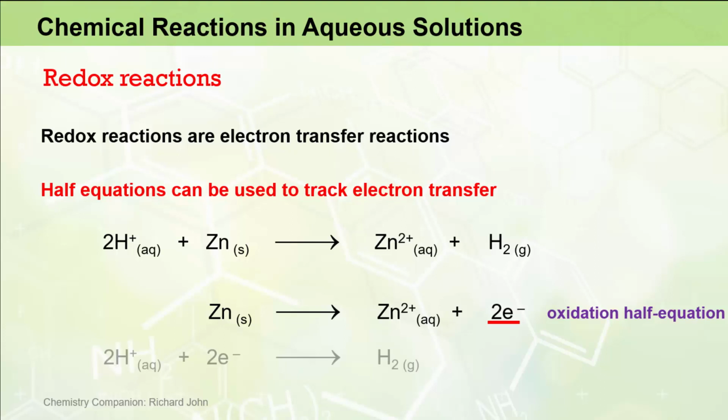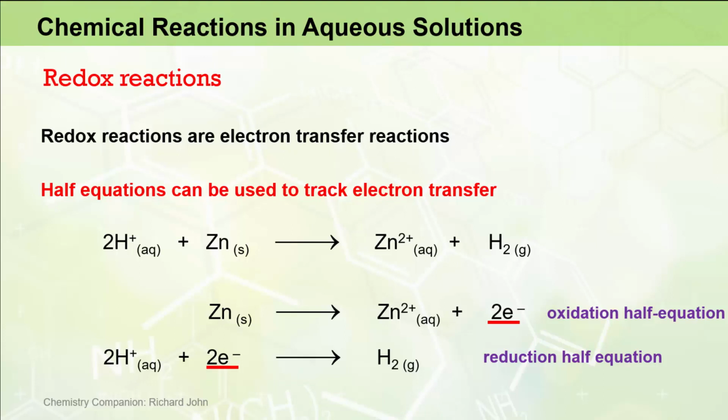If we now focus on what happened to the hydrogen atoms, we see that the two H plus ions on the left-hand side ended up in the elemental hydrogen molecule on the right-hand side. Now, the hydrogen molecule forms from two neutral hydrogen atoms, and the only way that that can occur is if both hydrogen ions gained 1 electron each, or 2 in total. This gain of electrons is known as reduction, and this equation is said to be the reduction half equation.